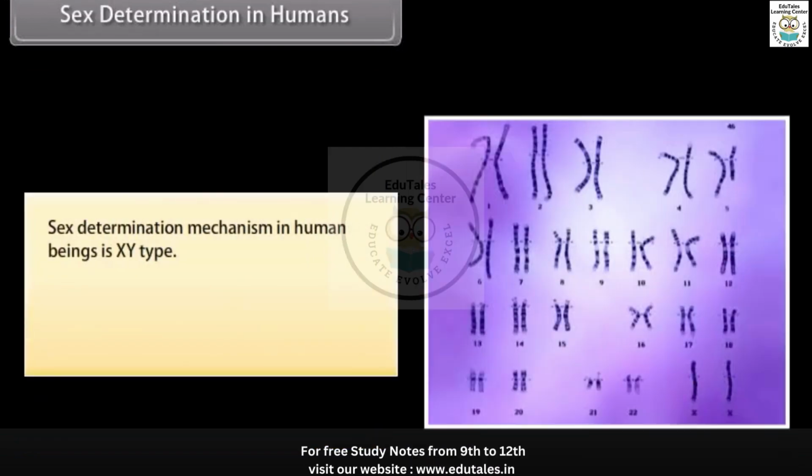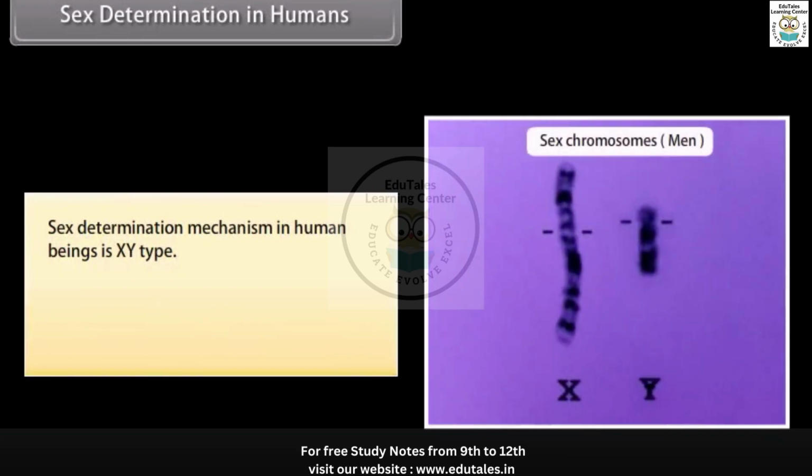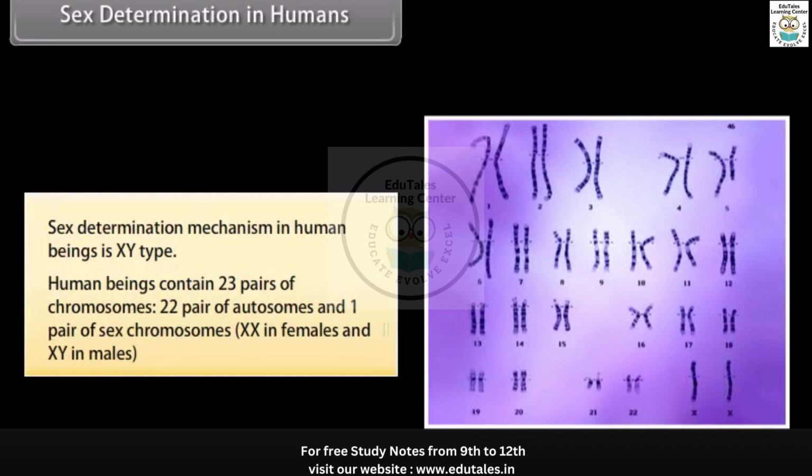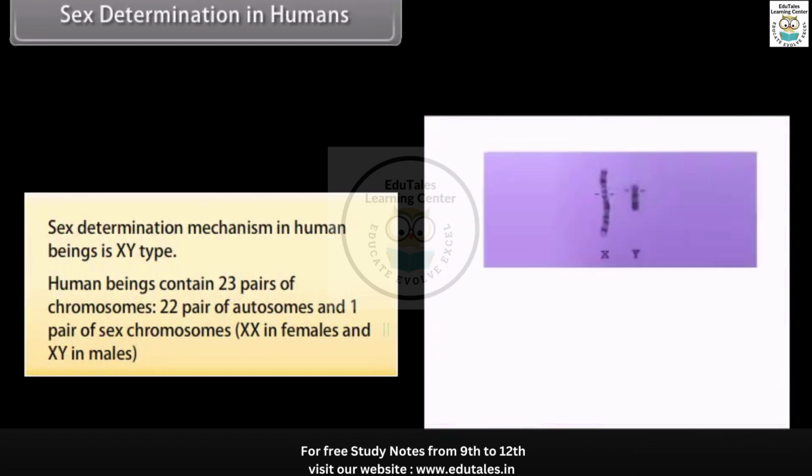Sex determination in humans. The sex determination mechanism in human beings is XY type. Human beings contain 23 pairs of chromosomes: 22 pairs of autosomes and one pair of sex chromosomes, XX in females and XY in males.